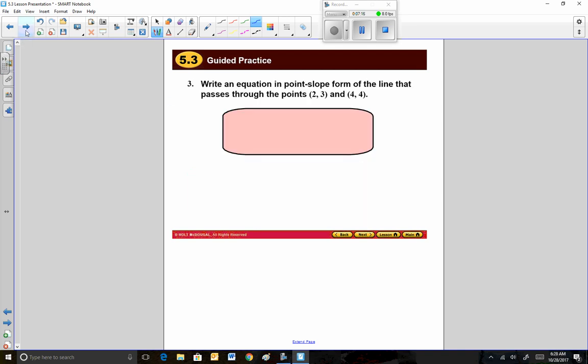All right, let's give it a try for one on your own. Write an equation in point slope form of the line that passes through these points. You don't have to do both points. You can do either the 2, 3 point or the 4, 4 point. Pause your video, give it a try.